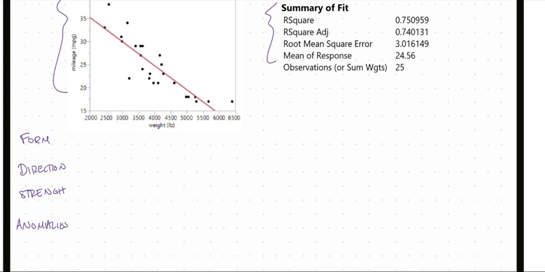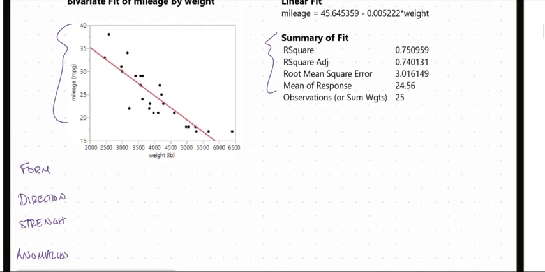In terms of the form, we're asking, is it linear or nonlinear? In this case, this is a linear form, and we can tell that it's linear because, first off, there is a line, but if we ignored this red line, as x increases, as the car weights increase, the mileage tends to decrease at about that same rate. So there's no curve or any tapering off.